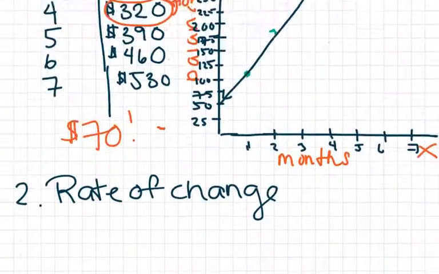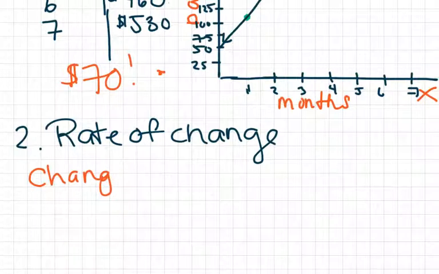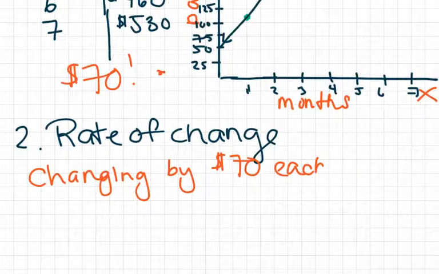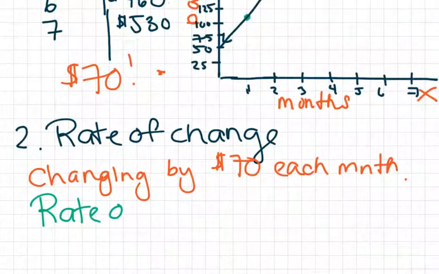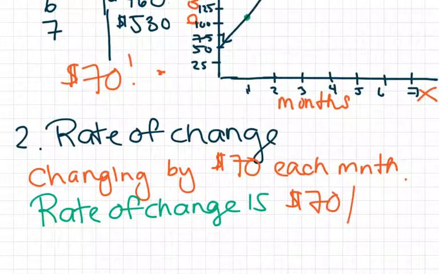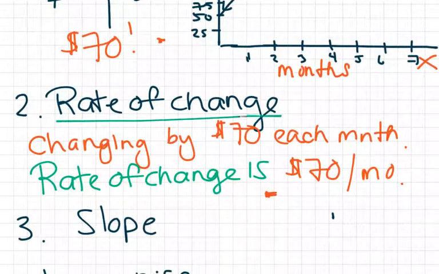So number 2 had said, what amount is your account changing by? Our account is changing by $70 each month. So it says, what is the rate of change? We're just going to use the terminology that we're learning. The rate of change is $70 per month. So rate of change was the first new word that we're learning in this lesson, and we'll be using it for the rest of the course.